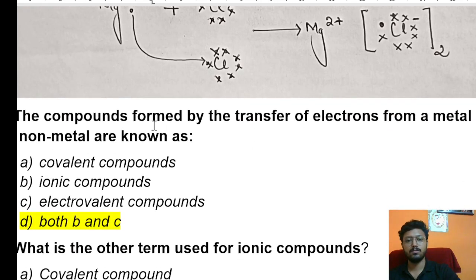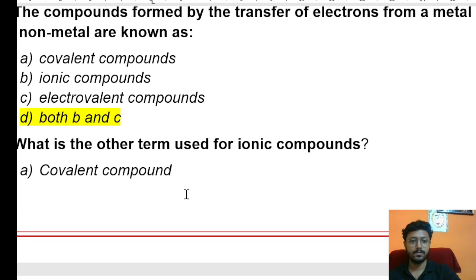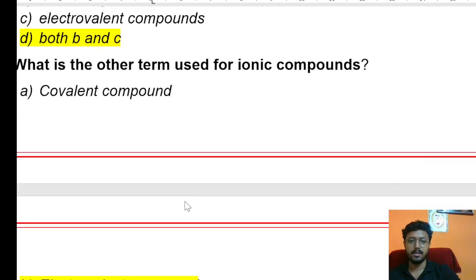The compounds formed by the transfer of electrons from a metal to a non-metal are known as covalent compound, ionic compound, electrovalent compound, or both B and C. Dear students, both B and C. You can say ionic compound or electrovalent compound. Okay. Now question number 9.